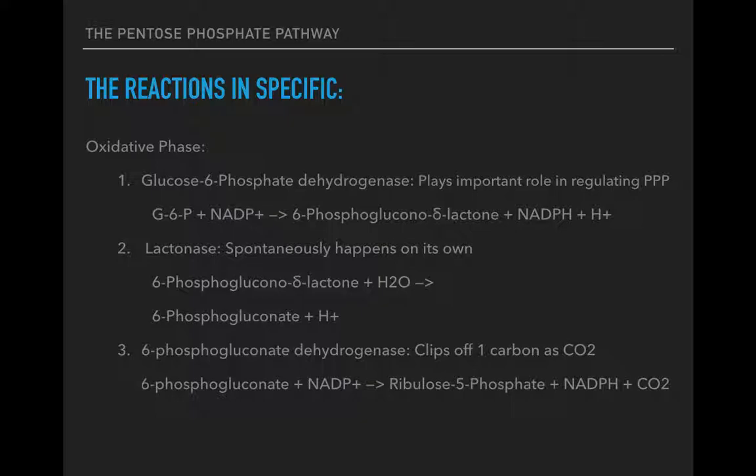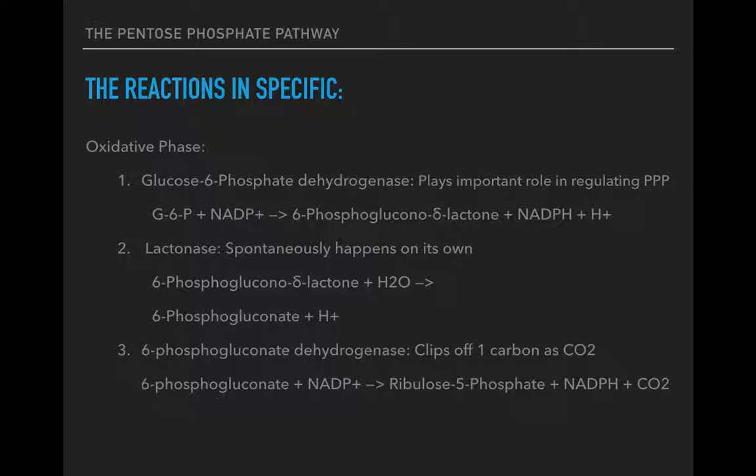The reactions in specific: the oxidative phase starts with glucose 6-phosphate dehydrogenase. It actually plays an important role in regulating the pathway. You take G6P plus NADP+ to yield 6-phosphoglucono-beta-lactone and an NADPH and an H+. After that, lactonase, or spontaneously on its own, takes 6-phosphoglucono-beta-lactone or delta-lactone and a water molecule to yield 6-phosphogluconate and an H+.